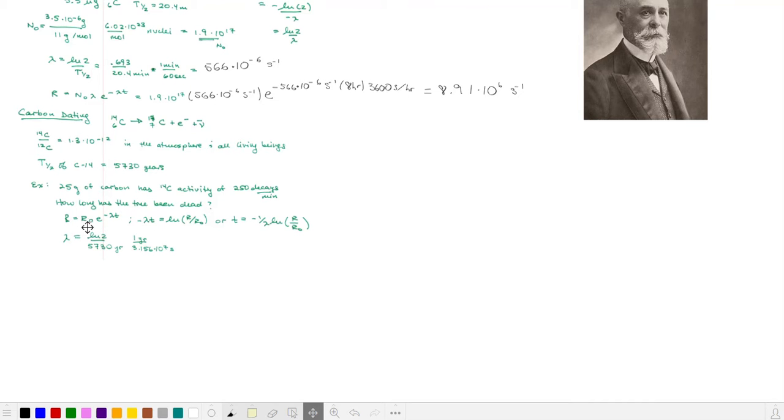Starting from our rate equation, R equals R naught e to the minus lambda t, I want to know what the time is. I'll be able to find lambda given my half-life, when the decay rate R over R naught is this ratio. I know R naught because I know the activity level of this amount of carbon-14, and I can compare that to the R that I have right now to get lambda.